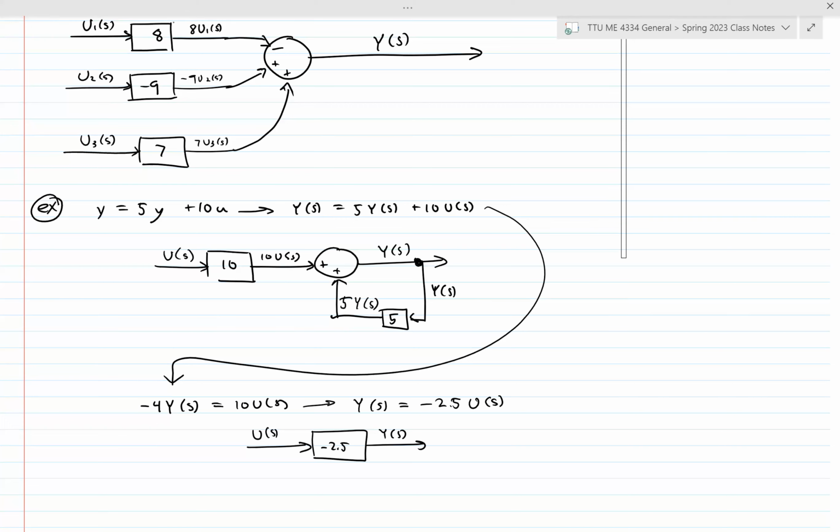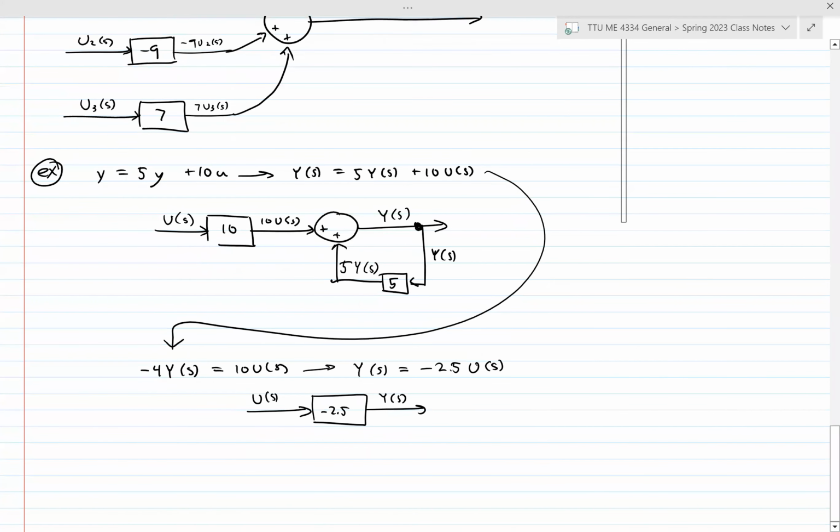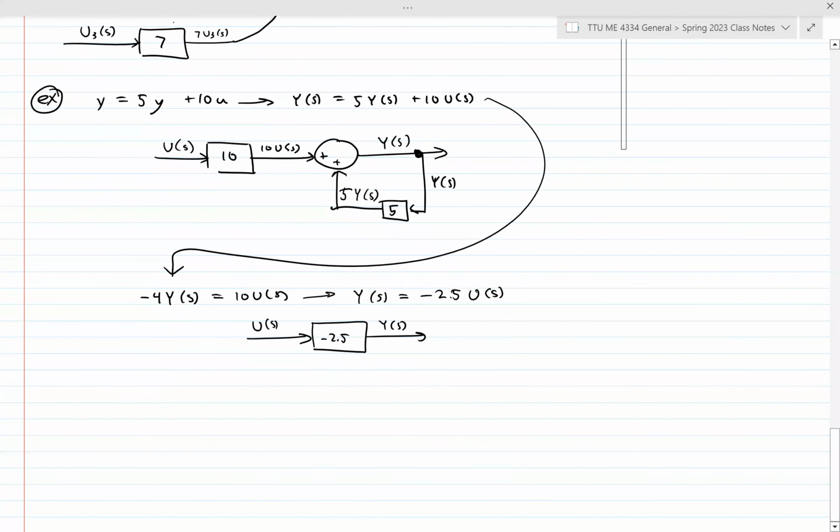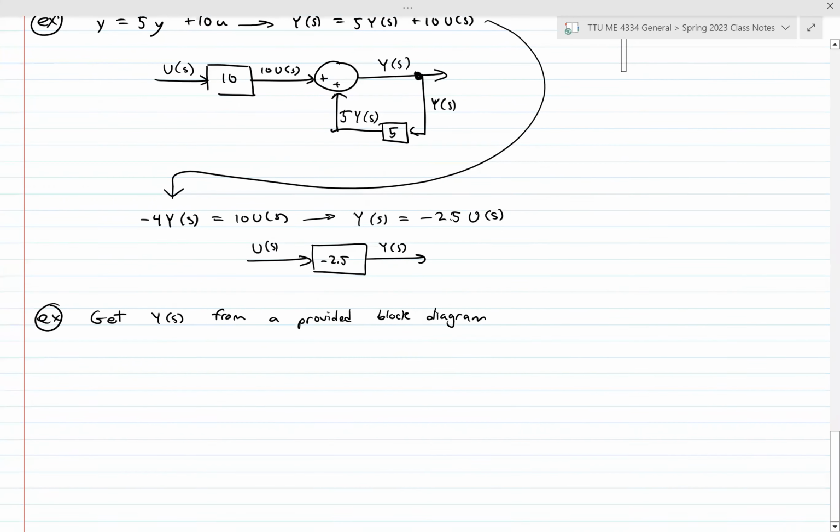Okay? How much time we got here? We got like 15 minutes. Okay, so let's do at least one more example here. I think we got a couple actually. Let's see. Yeah, let's go the other direction here for at least one example. And let's get y of s from a provided block diagram. This will be a pretty important skill moving down the road here.